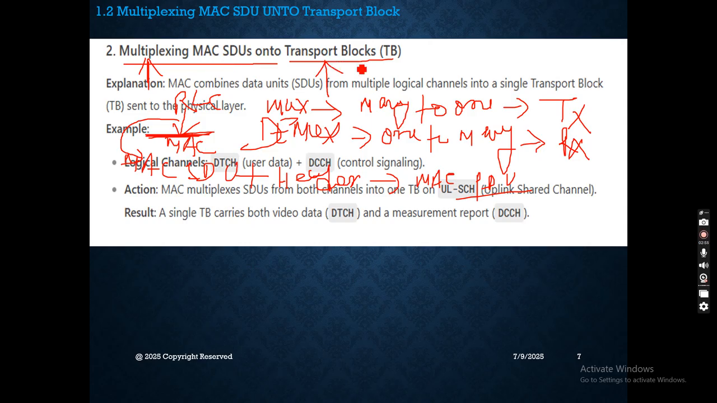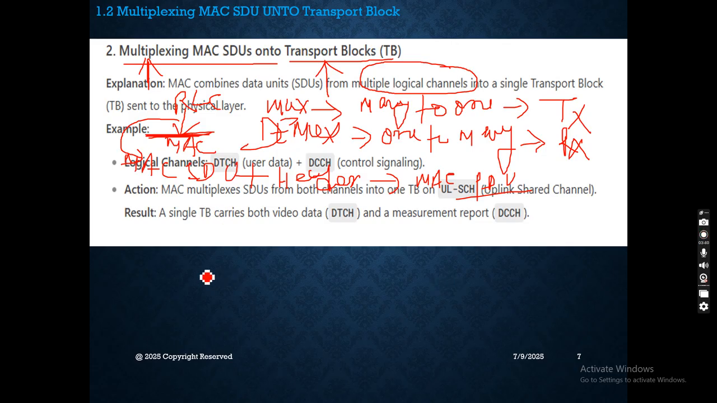Now the transport block, which we have already discussed, is responsible for how the data is going to be transmitted. Let's see how multiplexing MAC SDU onto the transport block is triggered. The MAC layer combines the SDUs from multiple logical channels. The logical channel is responsible for what needs to be transmitted, whether it's signaling information or actual data. So it combines the SDUs from multiple logical channels into one transport block.